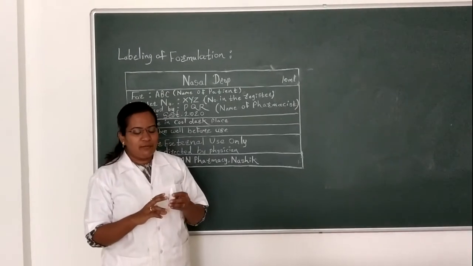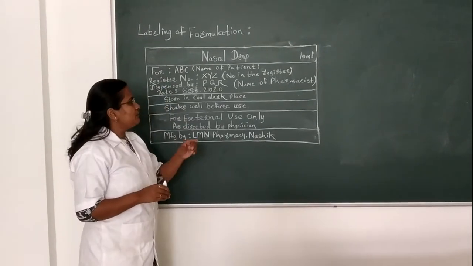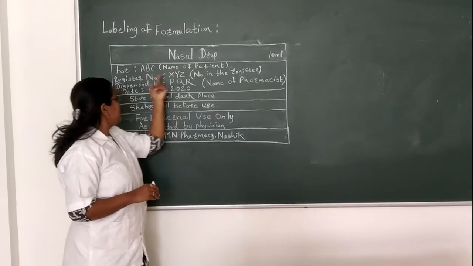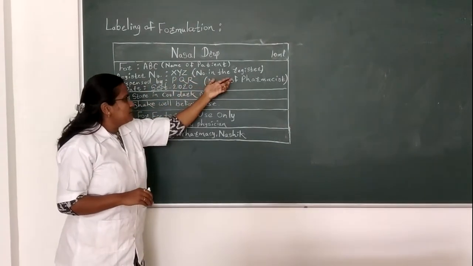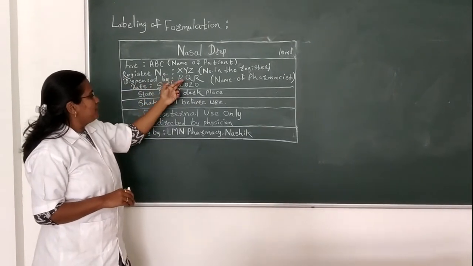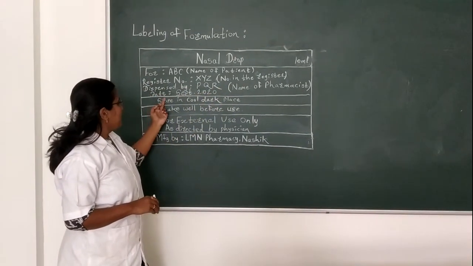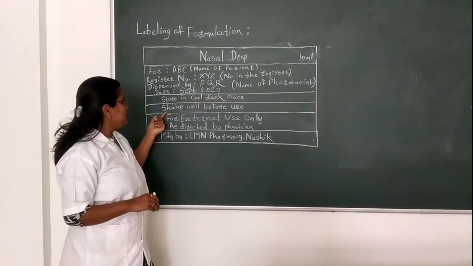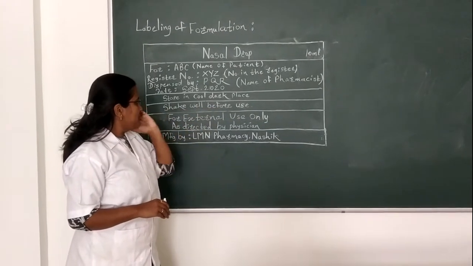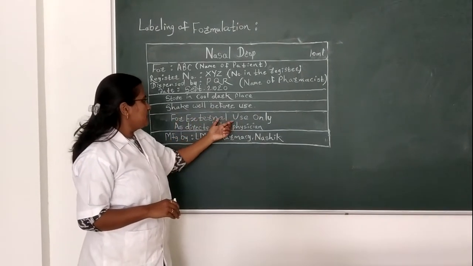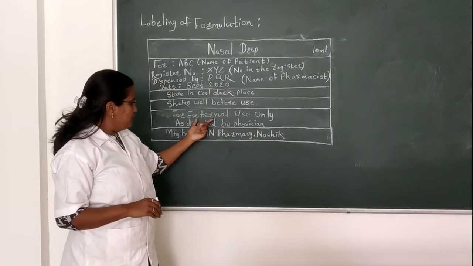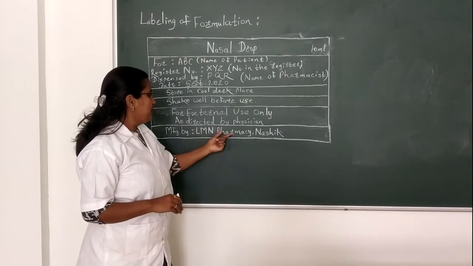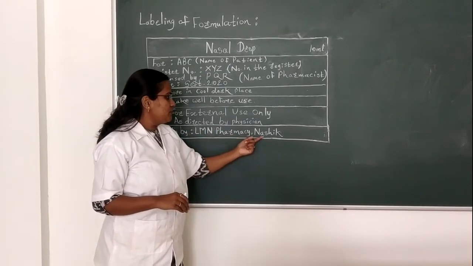After filling our formulation in this container, let's proceed for the labeling part. Nasal drop 10 ml. For ABC, meaning name of patient, register number XYZ, that is the number given in the register, dispensed by PQR, meaning name of pharmacist, manufacturing date September 2020, storage: stored in cool and dark place, shake well before use. This is the direction. One more direction: for external use only, especially for nasal use, as directed by physician. Manufactured by L&M Pharmacy Nasik. Here one can write the name of the pharmaceutical industry.